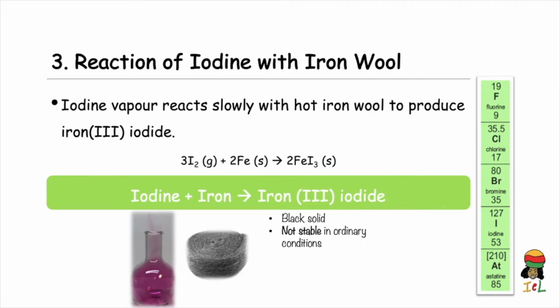The third reaction is that of iodine with iron wool. Iodine is a solid at room temperature. However, when heated, the solid sublimes to give off a violet vapor. The vapor reacts with the hot iron wool to produce iron 3 iodide, also called ferric iodide. Ferric iodide is a black solid which is not stable in ordinary conditions, and as a result, we do not have a sample to show.